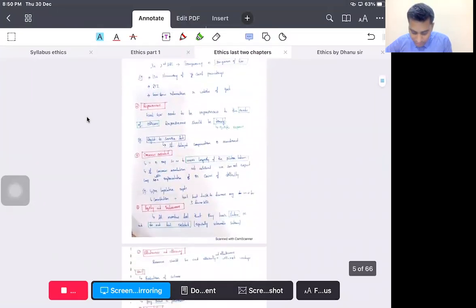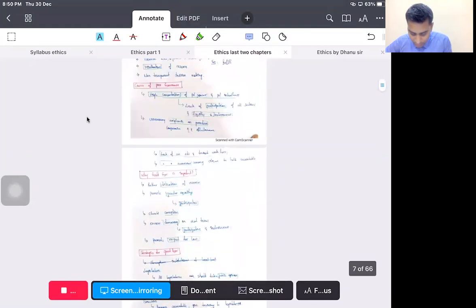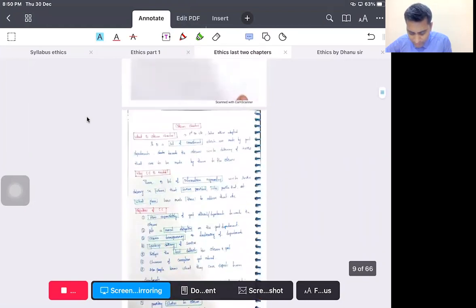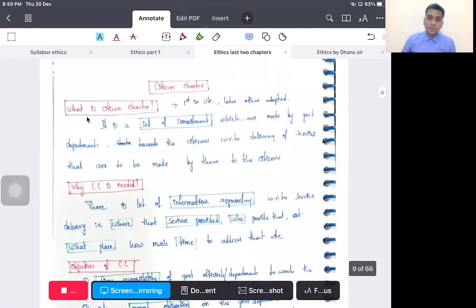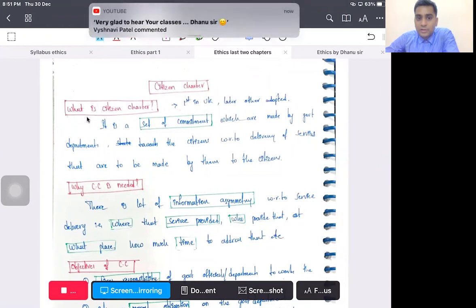So I'll be discussing what the Citizens Charter is for a while. Again, the concepts will be the same. Just remember, as it has been directly given in the syllabus, you should know the definition of Citizens Charter. Look at the definition. It is a set of commitments which are made by the government department towards the citizens with respect to delivery of services.